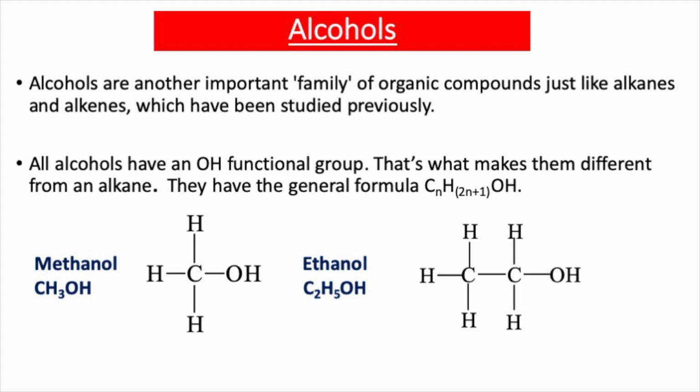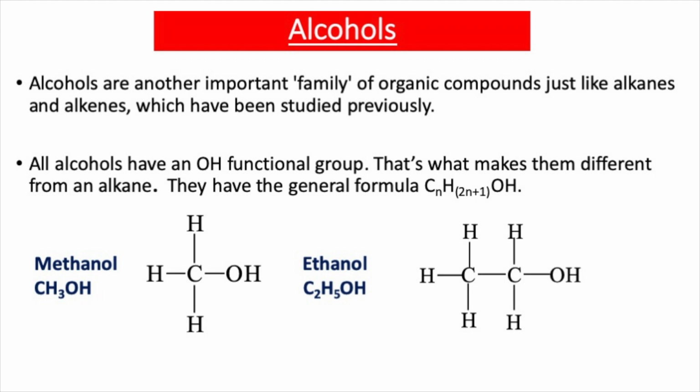Now, alcohols have the general formula CnH2n+1OH. And the first 2 members of the alcohol family are shown here with their structural formula. Now, rather than drawing them out in full, I could also write the structural formula as CH3OH, because that clearly shows that my compound is an alcohol with an OH group bonded to a CH3.